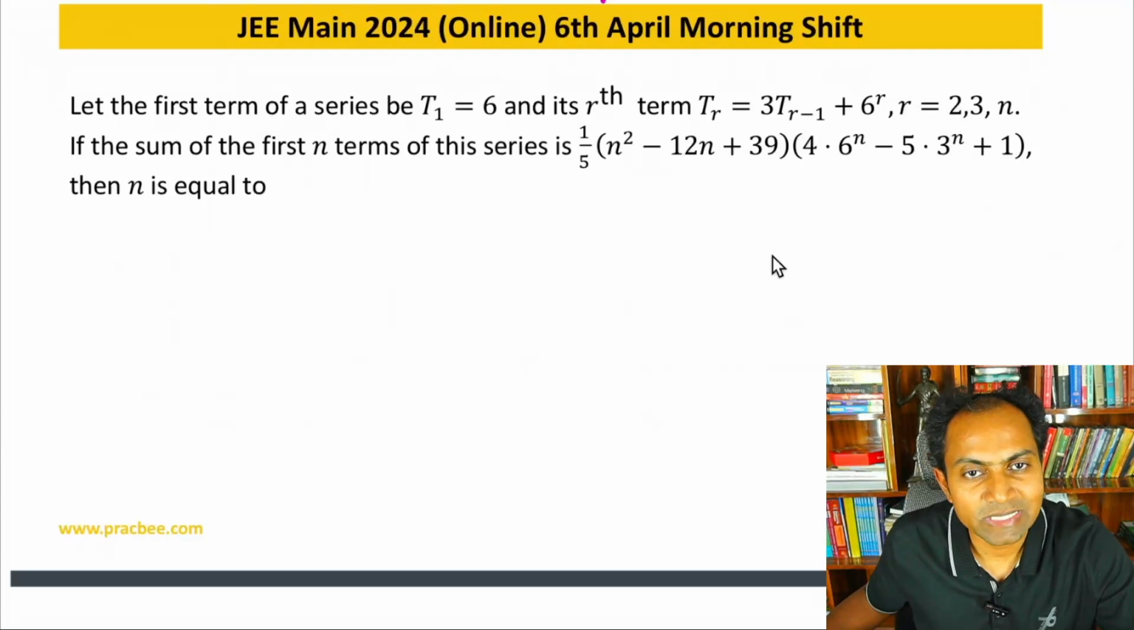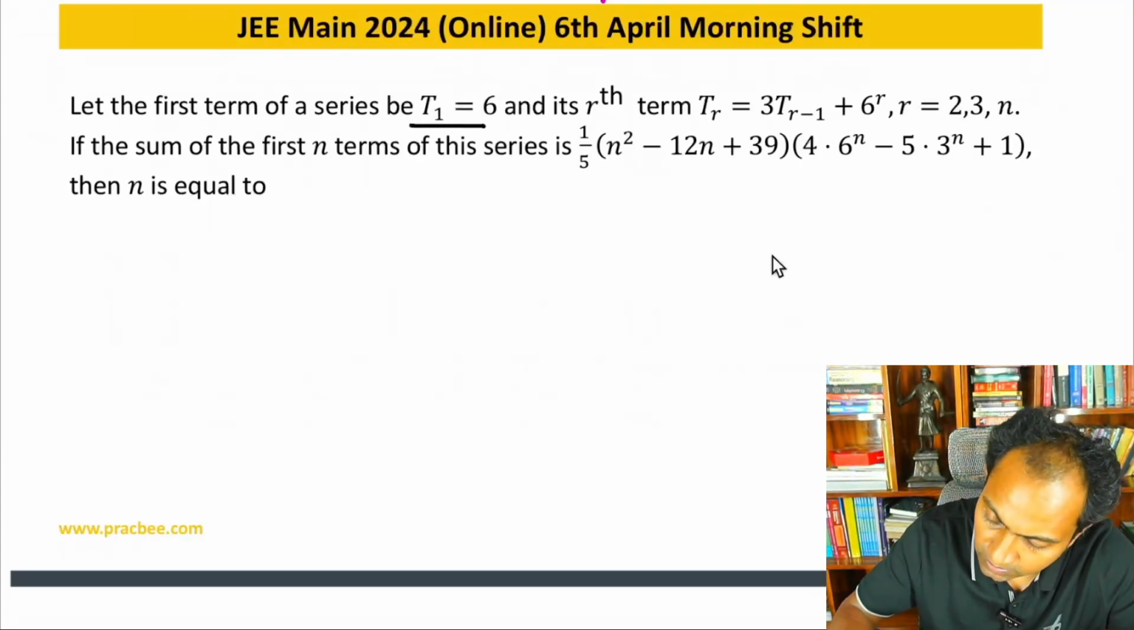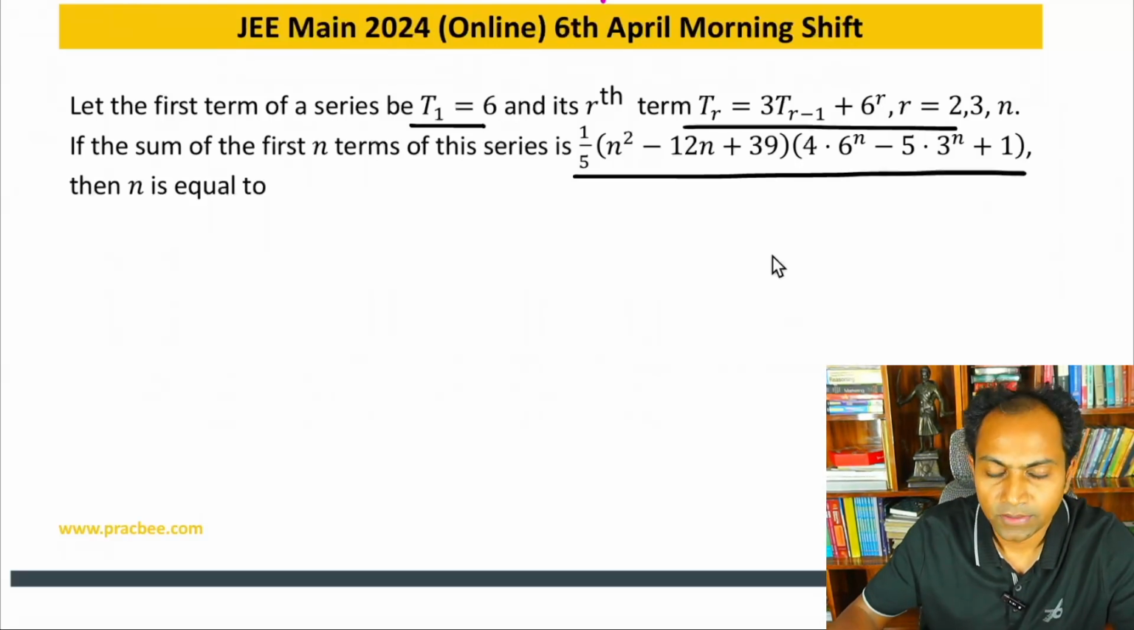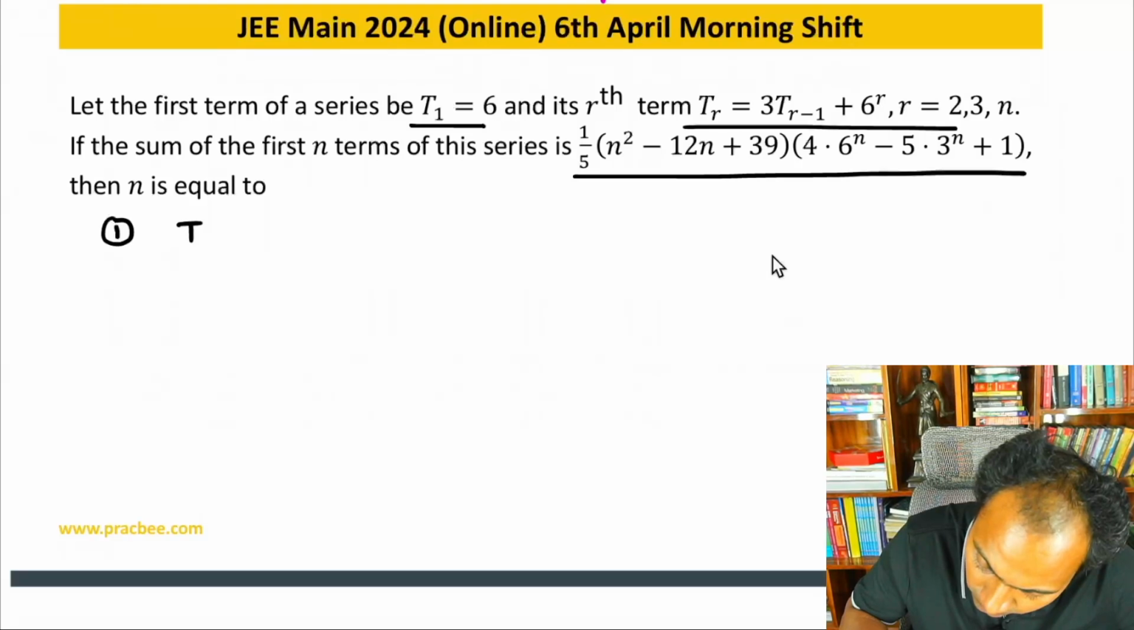Now let us look into this last question of today's discussion. In this, they have given the value of T1, they have given the value of TR, they have also given you the value of Sn. They are asking for what value of n will this be valid. For doing this question, first we are going to find the value of T2 from here.